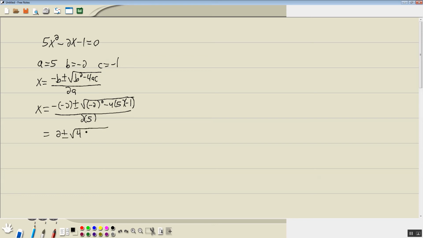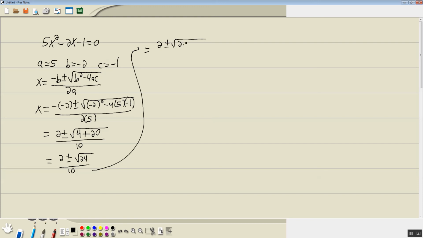-2 squared is 4. -4 times 5 is -20, times a -1 gives us a +20, over 10. So we've got 2 plus or minus square root of 24 over 10. And you always try to simplify your radicals at any step.